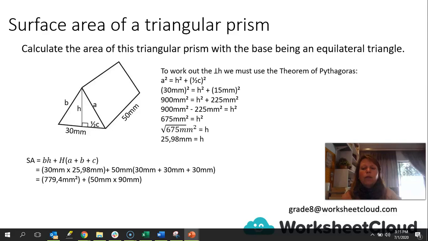Then we've got to say 50 times 30 plus 30 plus 30, which is 90. So 50 times 90 gives us 4,500 millimeters squared. Add those two together, we're going to get 5,279,4 millimeters squared for the surface area of the whole triangular prism.